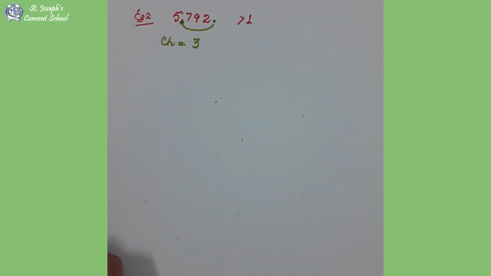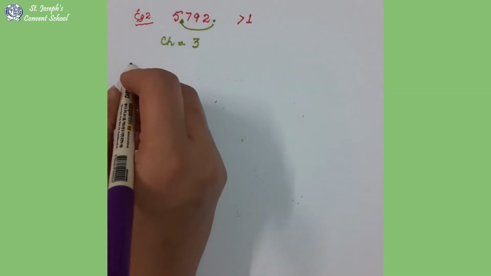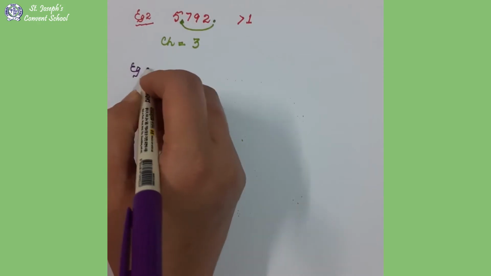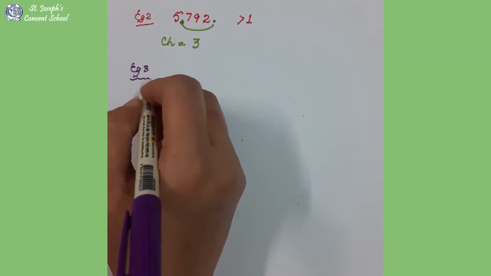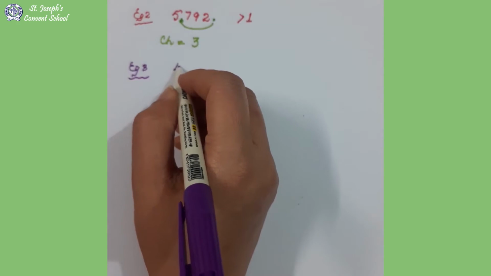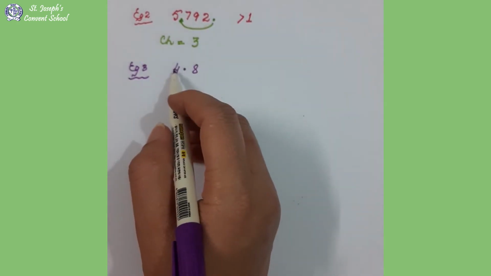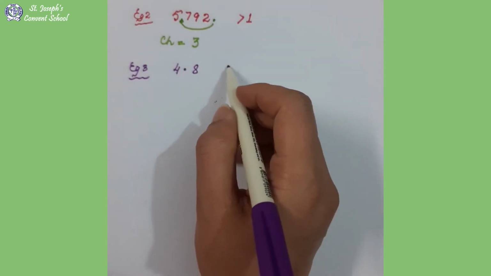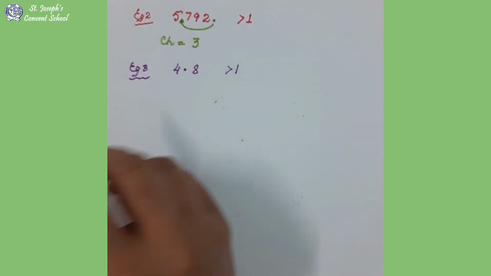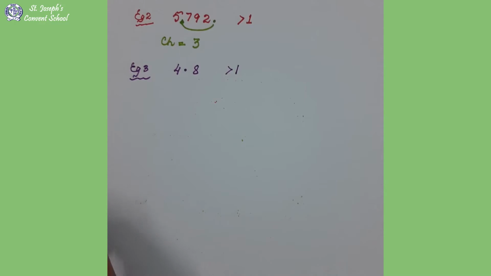Another example, one more example of positive characteristic. Example number 3. Suppose the number is 4.8. Again, you can see the number 4 is greater than 1. So if the number is greater than 1, it means you will get a positive characteristic.